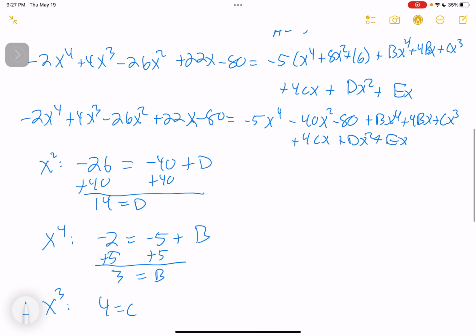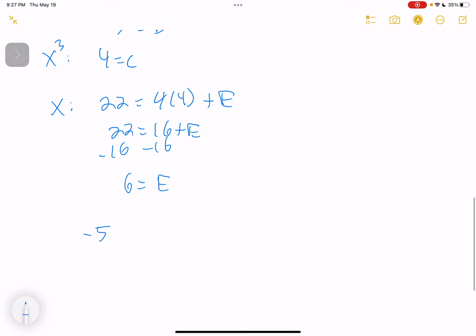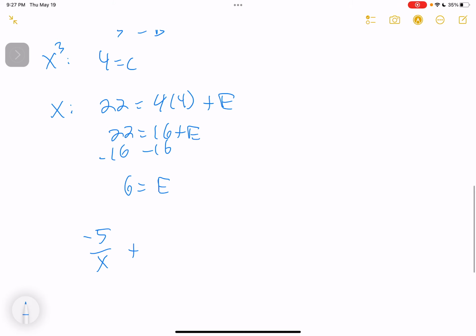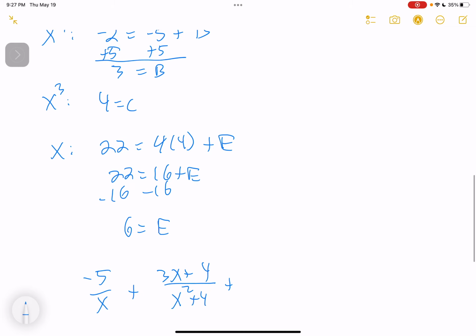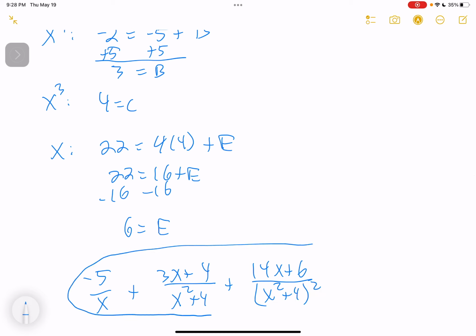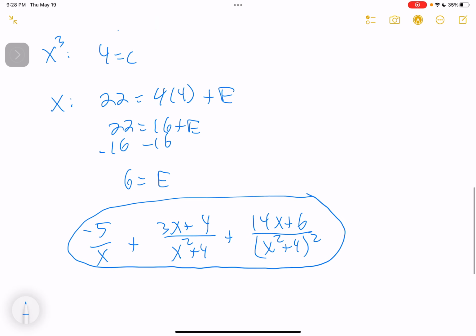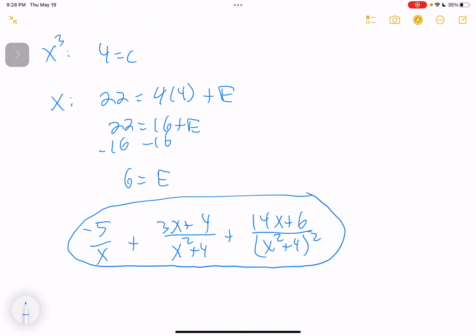It was A over x, so negative 5 over x. Then there was a Bx plus C. So we said our B was 3, so 3x plus 4 over x squared plus 4. And then Dx plus E, and D we said was 14. Seems kind of big to me. 14x plus 6 over x squared plus 4 squared. And if we were to multiply that to where we had one term and combine the like terms on top, we would have what we started with. There you go.